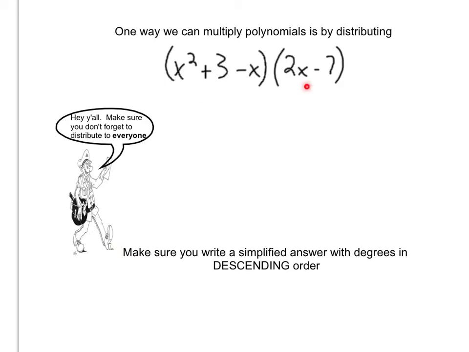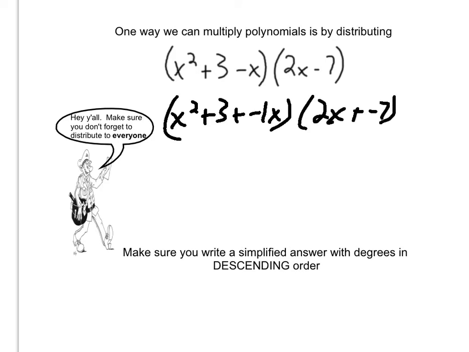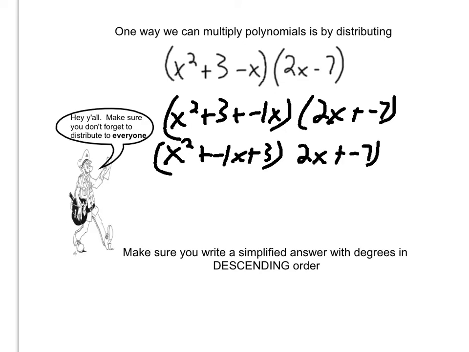Alright, well, first thing we see in here is subtraction, so I'm going to go ahead and change those to addition. So I've got x squared plus 3 plus negative 1x times 2x plus negative 7. Okay. Now, since we're used to this, it's not really necessary, but it's going to help us out if we do this now instead of at the end. So we're going to write this in descending order. So it's x squared plus negative 1x plus 3. And this one is 2x plus negative 7.